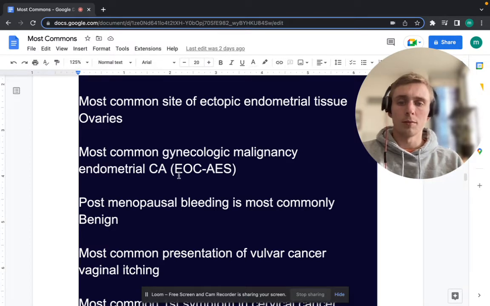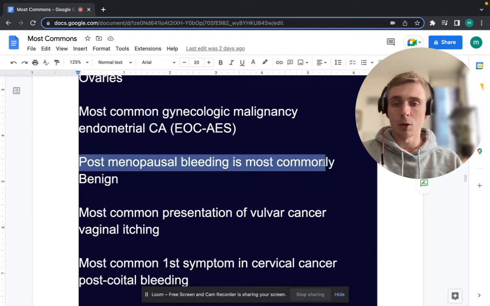And the types of cancer each of those are: for endometrial, this is going to be adenocarcinoma, so E and A. For ovarian, this is going to be epithelial cell carcinoma. And for cervical, that's going to be squamous cell. So EOC, and to remember the types that are sometimes tested too, AES. EOC, AES, and the most common gynecologic malignancy is endometrial cancer.